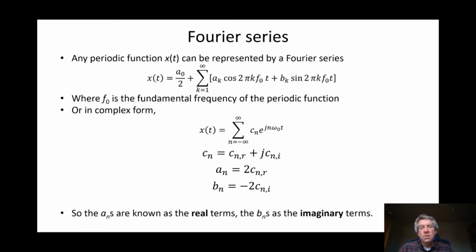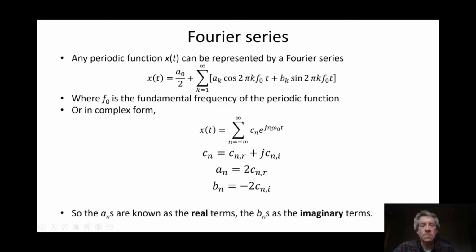So this same formula here can be rewritten in terms of what are known as complex sinusoids. So here we have C sub n rather than AK or BK. N goes from minus infinity to plus infinity. And we have e to the j, so some complex exponential, n times omega 0. Omega, by the way, is just 2 pi f. So it's a sort of re-representation of a frequency here. And what we're basically saying is any periodic function can be represented as a sum of complex exponentials. So e to the j something is just cosine that something plus j sine that something, real and imaginary terms.